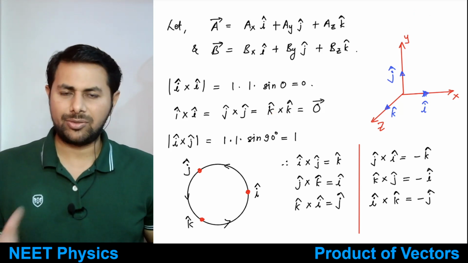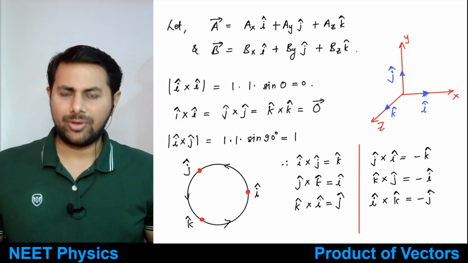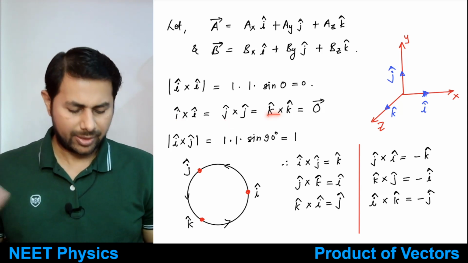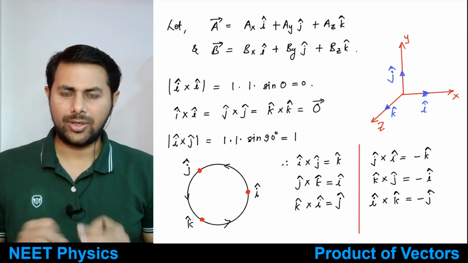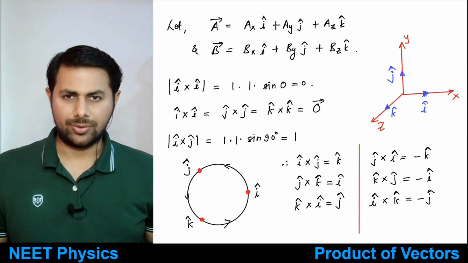So the resultant is going to be a vector, so 0 bar. Anyways, so i cap cross i cap is equal to j cap cross j cap, is equal to k cap cross k cap, and it's equal to 0, right? So the product of the same vector with itself is equal to 0.